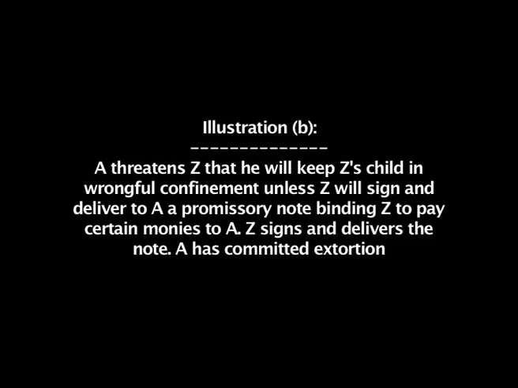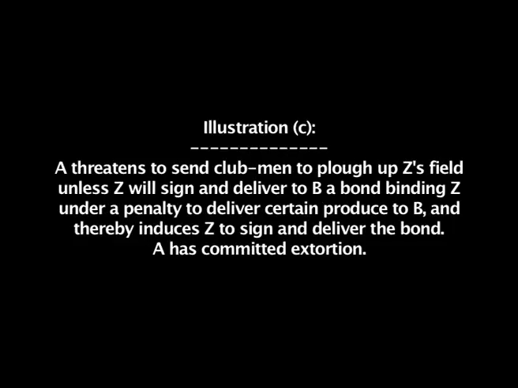Z signs and delivers the note. A has committed extortion. C: A threatens to send clubmen to plow up Z's field unless Z will sign and deliver to B a bond binding Z under a penalty to deliver certain produce to B, and thereby induces Z to sign and deliver the bond.